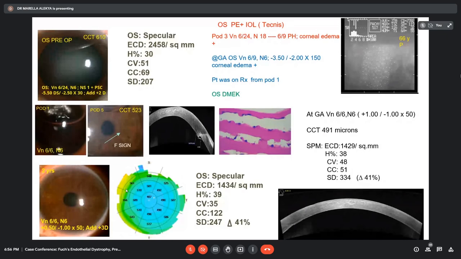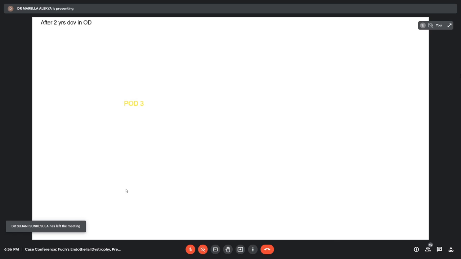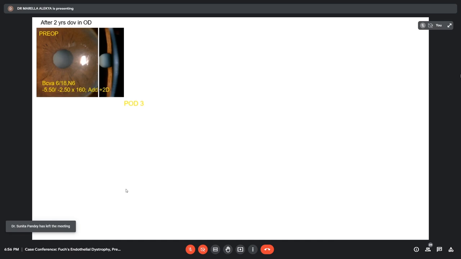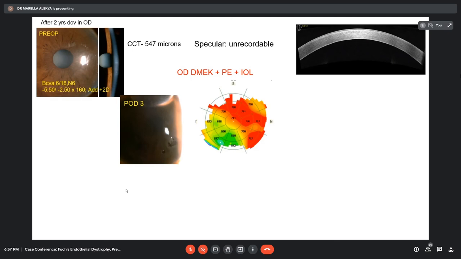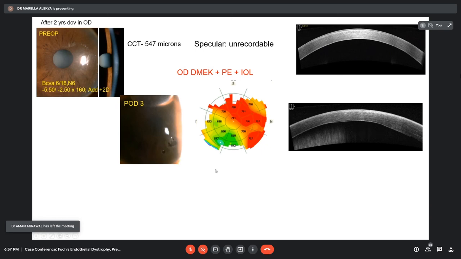Go ahead. After 2 years, with the past experience, he accepted combined surgery in the right eye. So this is the right eye pre-op with vision of 6/18 N6 with minus 2.50 diopters, and central corneal thickness is 547 microns. Specular readings were unrecordable, and OCT was done. DMEK phaco IOL was done, and on post-operative day 3, mild edema with bullae is seen. Pachymetry showed 711 microns central corneal thickness and OCT showed a minimal DMD. At last appointment, vision was 6/18 and N6 with minus 3 diopter cylinder.